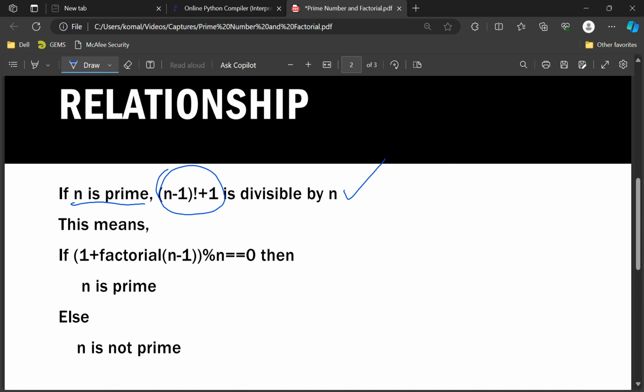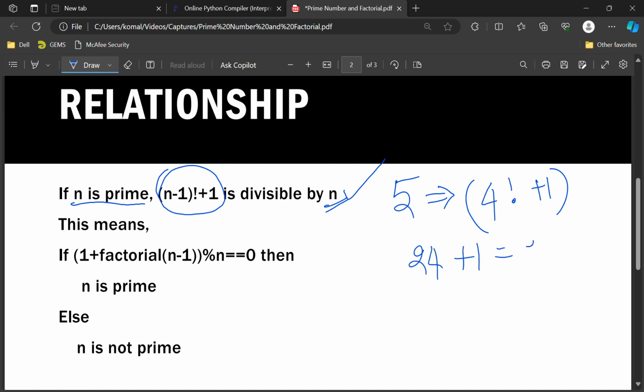For example, if I say 5 is a prime number, then 4 factorial plus 1 must be exactly divisible by 5. So let us check this one. What is 4 factorial? 4 factorial is nothing but 24. 24 plus 1 equal to 25. It is exactly divisible by 5. Exactly means the remainder will be 0.